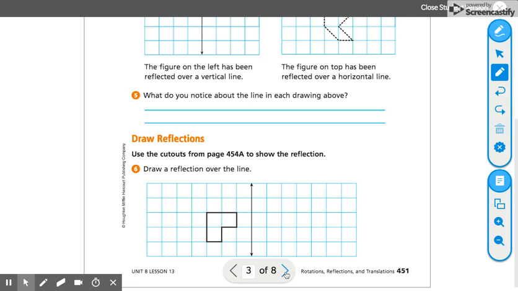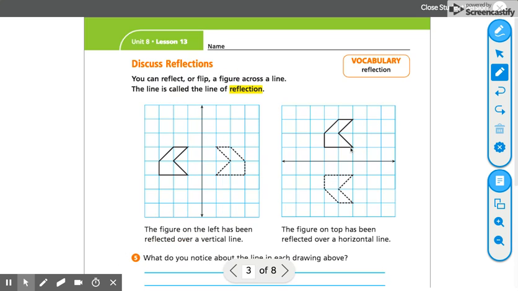The next thing that we're going to talk about is reflection. You can reflect or flip across a line. This line is called the line of reflection. So I like to underline the word flip. I want you to notice there's an F in reflection, flip. So you reflect over a line of reflection or a line, and you'll notice that they're mirror images of each other. If I had a mirror, it would look exactly the same.